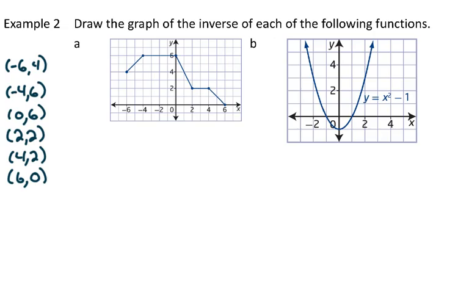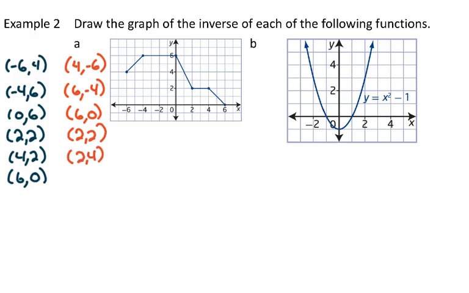I'm also going to list out the points that will be on the inverse. It's the same method as before, flip the x and y. So the first point will turn into 4, -6. Next one would be 6, -4. Then 6, 0. Then 2, 2. Then 2, 4. And 0, 6.